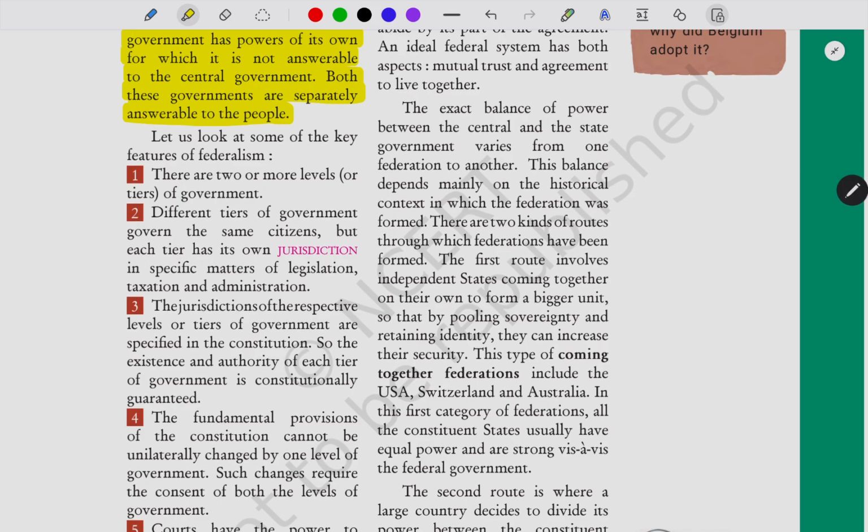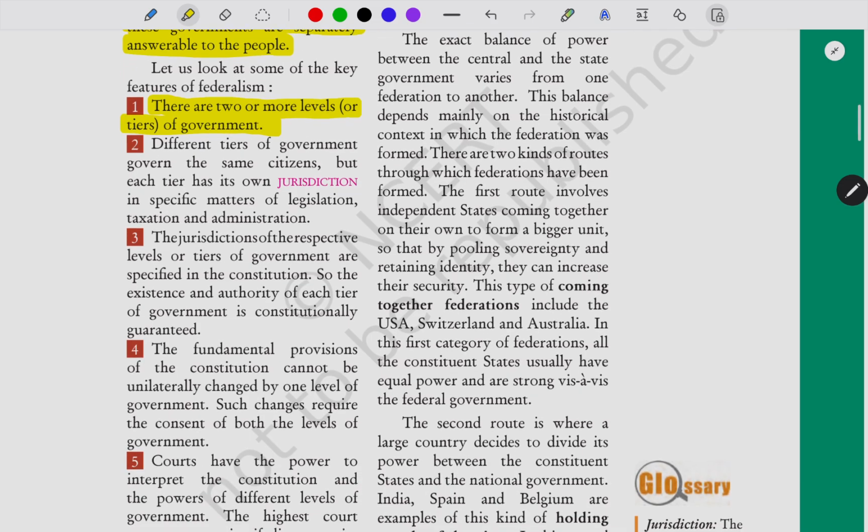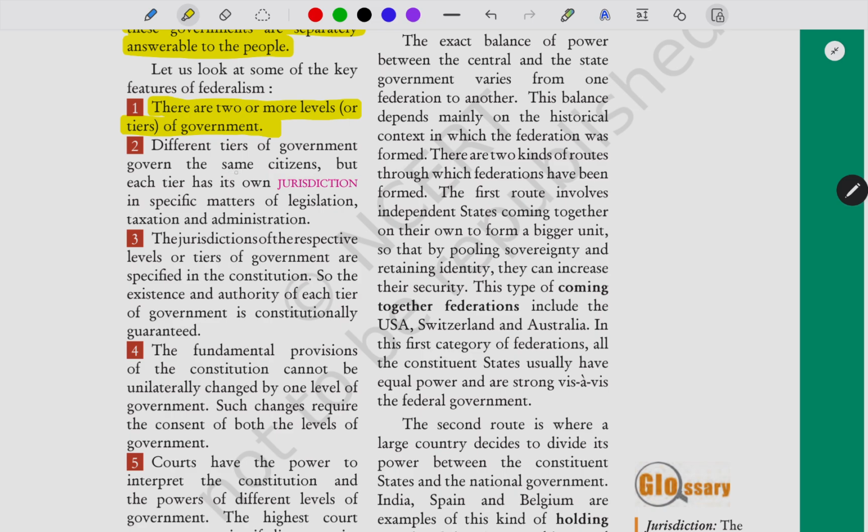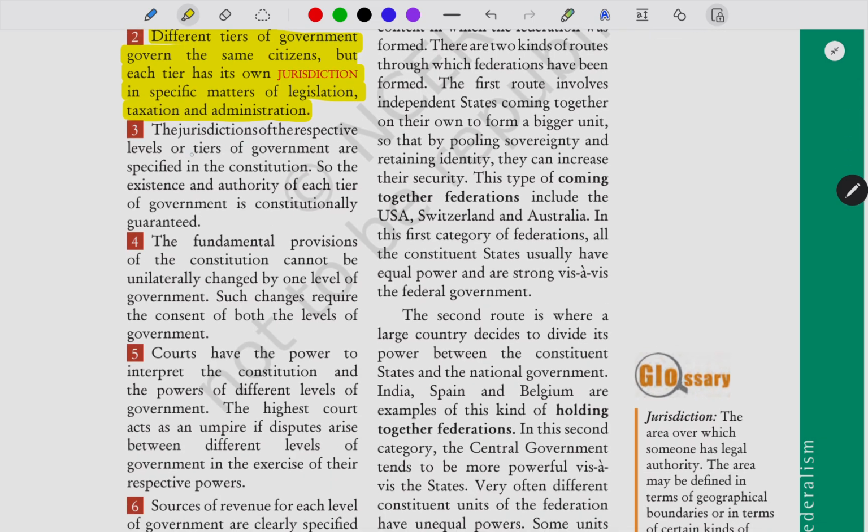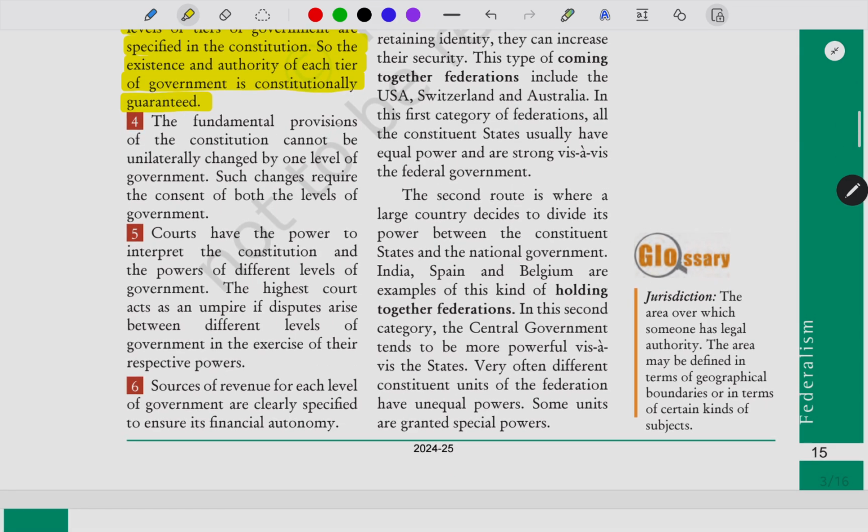There are 2 or more levels of government in a federal system. Different tiers of government govern the same citizens, but each tier has its own jurisdiction in specific matters of legislation, taxation, and administration. The jurisdiction of the respective levels or tiers of government are specified in the Constitution. So, the existence and authority of each tier of government is constitutionally guaranteed. The fundamental provisions of the Constitution cannot be unilaterally changed by one level of government. Such changes require the consent of both levels of government.